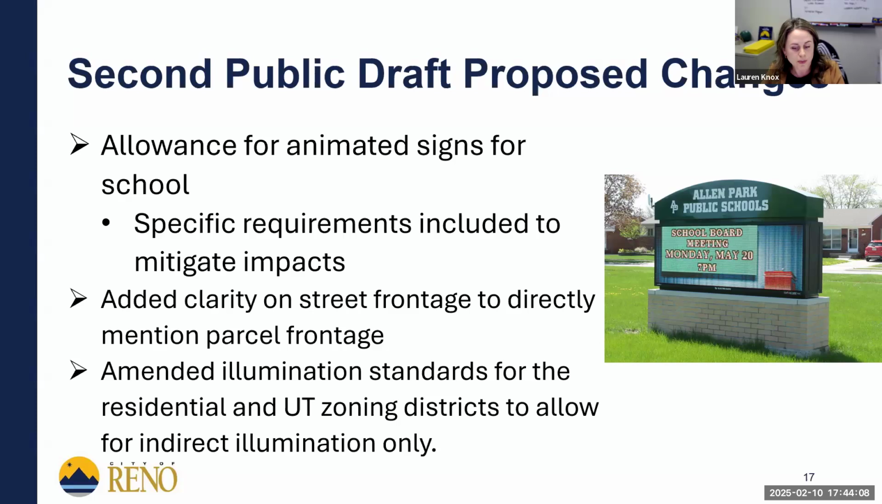We also added some additional specifics on regulations to make sure that administration on our end is more clear and consistent. And then we also amended our illumination standards for residential and those unincorporated transition zone areas. Again, these function like all the residential districts to allow for indirect illumination only. We previously had an allowance for some level of internal illumination, but it was based on a dark or opaque background, and it was very confusing to administer. So we said, those are residential districts, let's do indirect illumination.